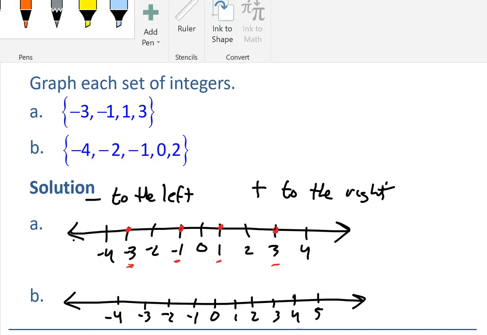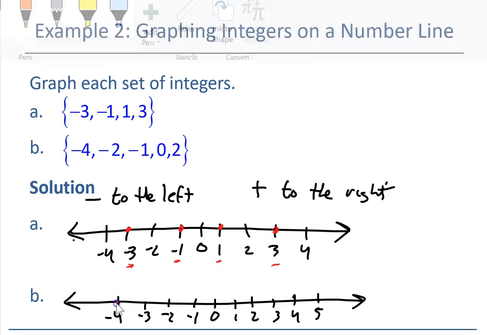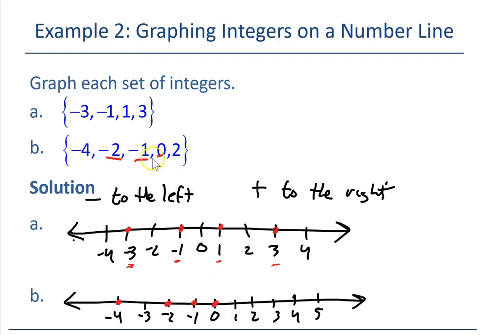So let's come in here. Make that a little thicker. Okay, we got the -4. We have the -2. We can go to the -1. There's a 0. And there's a 2. And in these, notice the only opposites are going to be the -2 and the +2. Everything else is not an opposite of each other.